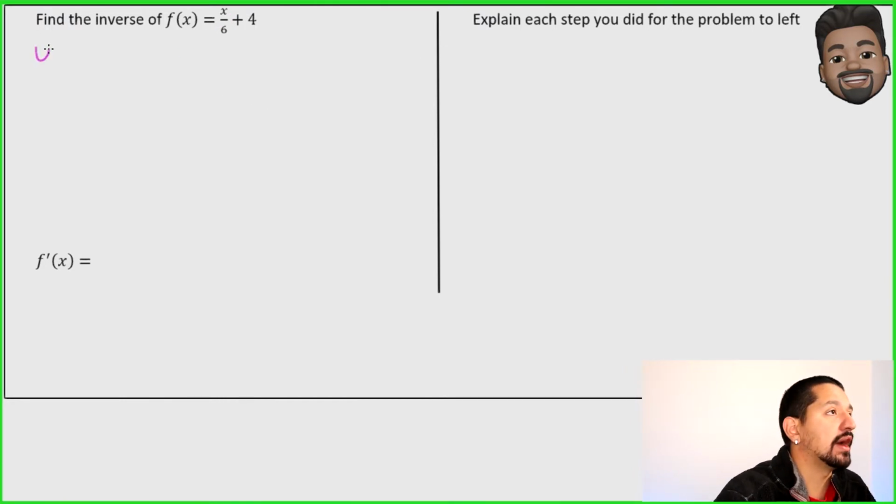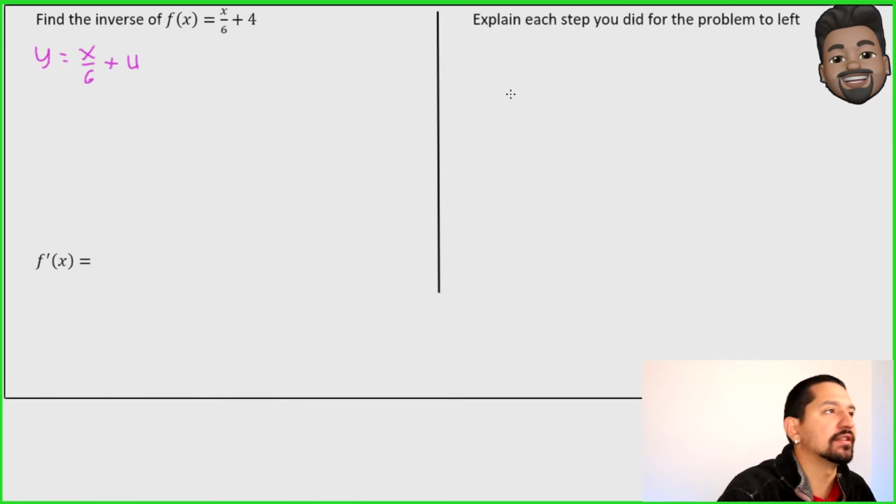So we're going to get y is equal to x over 6 plus 4. Okay, I want you guys to know momentarily, I'm going to write it as y equals so I can flip them easier, right? Because if I just have f of x and I flip these, it can get a little confusing with the f there. So I'm going to write y equals first and then we'll flip it.